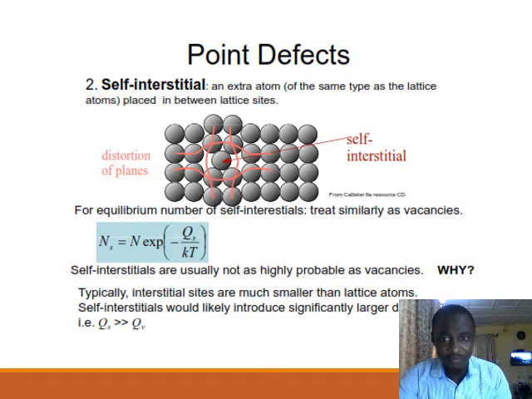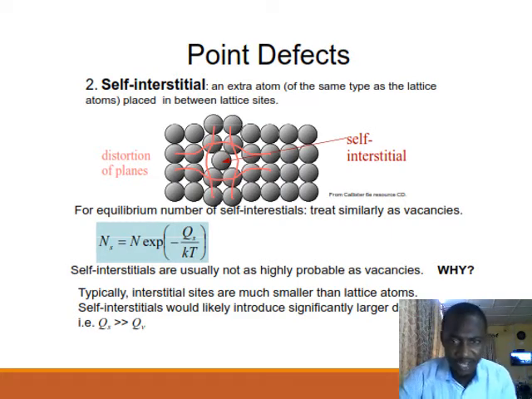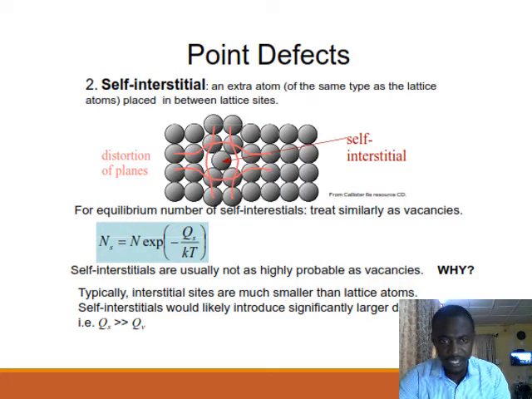Here it means that there's also an energy requirement for this to happen. So you have a situation where you want to put in an extra atom. You can also calculate the number of self-interstitial sites that you can create if you know the activation energy to impose an atom on this structure. I think we have also dealt with this particular equation in class. You can refer to Calista for the examples in there and some other exercises.